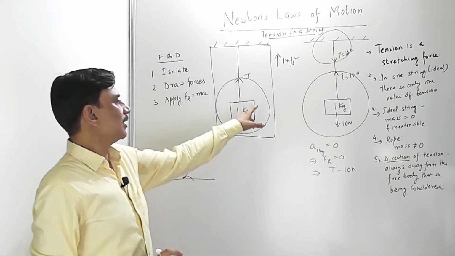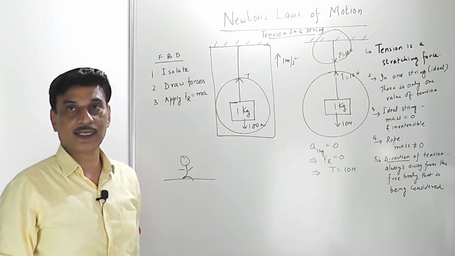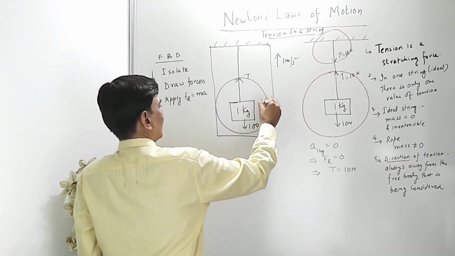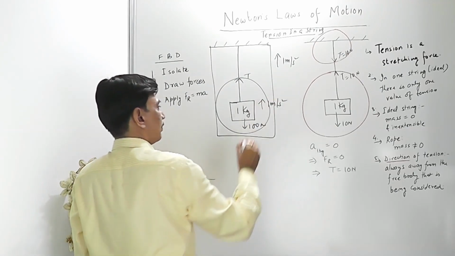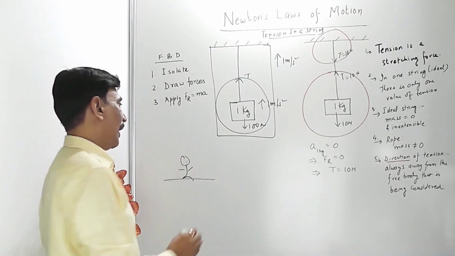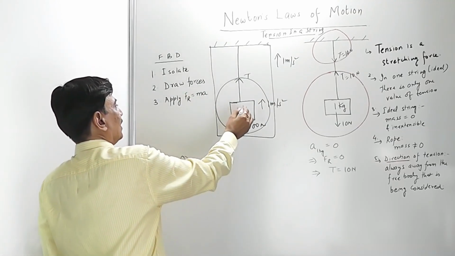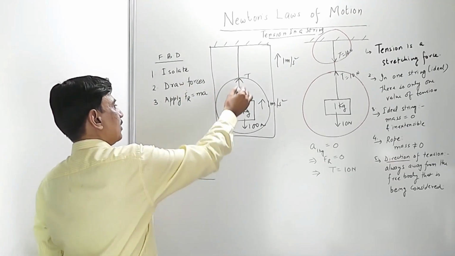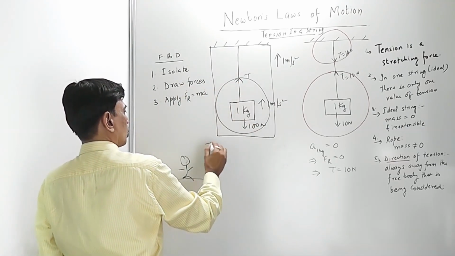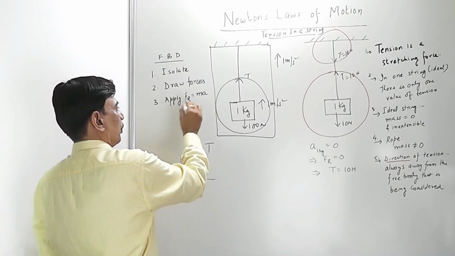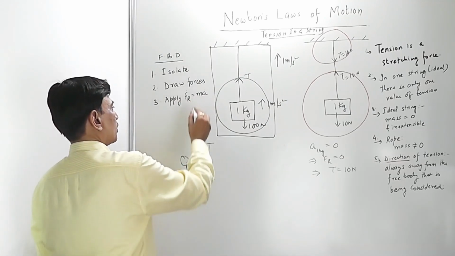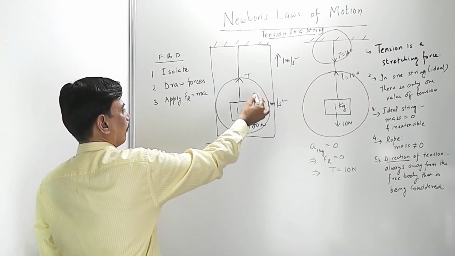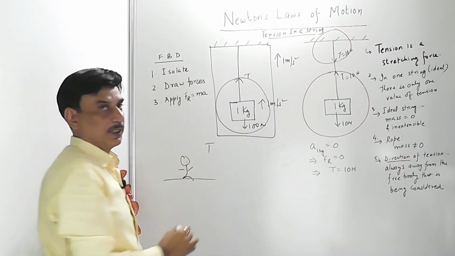This person sees this block when the lift is going up, accelerating up with 1 meter per second square. Obviously this person sees that this block is also moving up with 1 meter per second square acceleration. If the acceleration is upwards, then the net force also has to be upwards. It means this force has to be greater than this force. So when we apply F equals ma, where F stands for the resultant or net force, it is upward forces minus downward forces, because the acceleration is upwards.